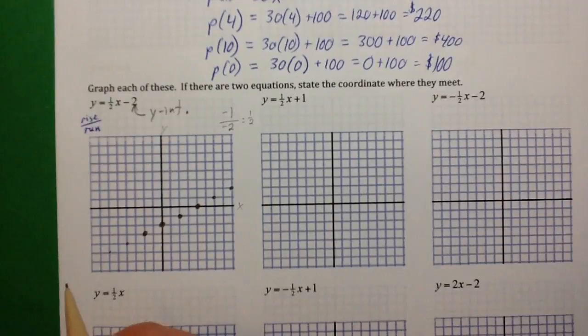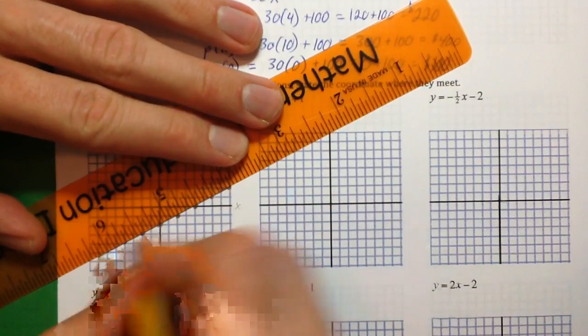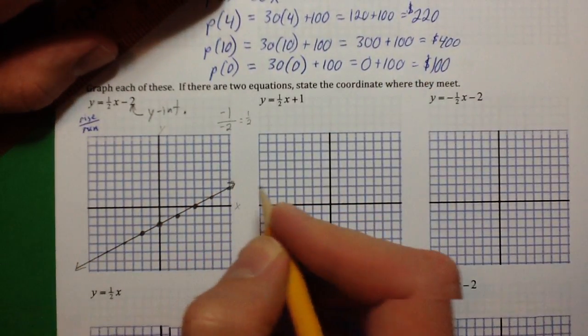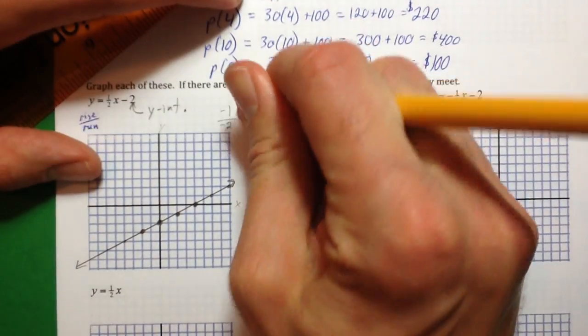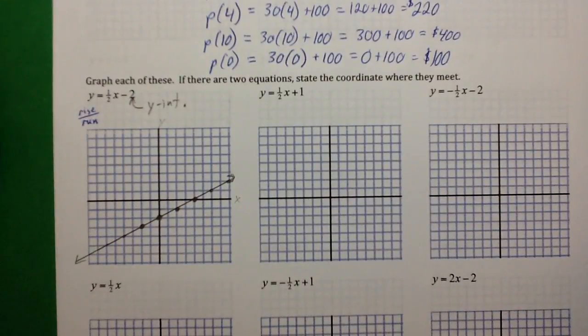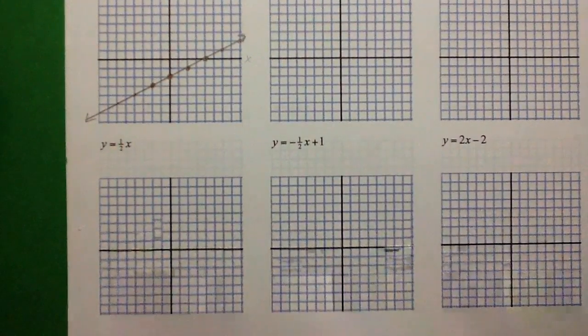So then I can grab a ruler. Let's use this ruler. There we go. There's my first line. I'm going to put some arrows on the end of it. Not a big deal if you don't for now, but you do need to understand that it goes forever in both directions. Okay, let's do the next one.